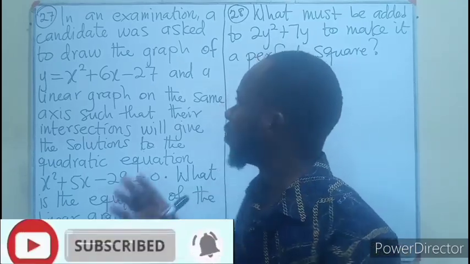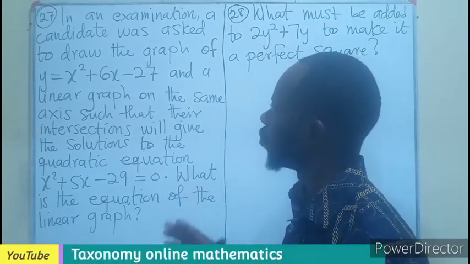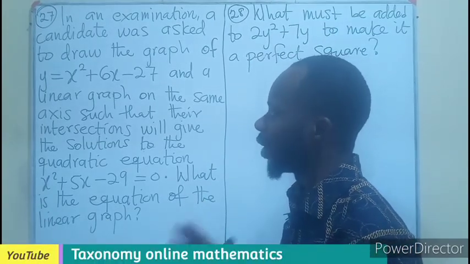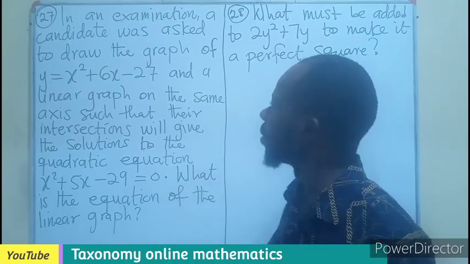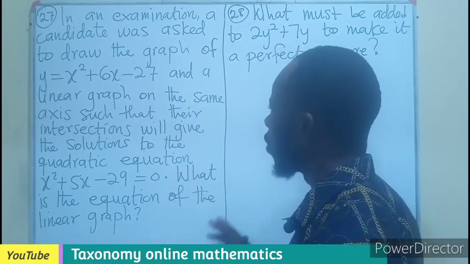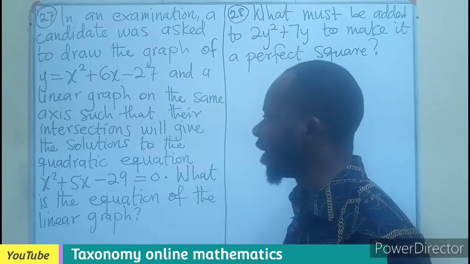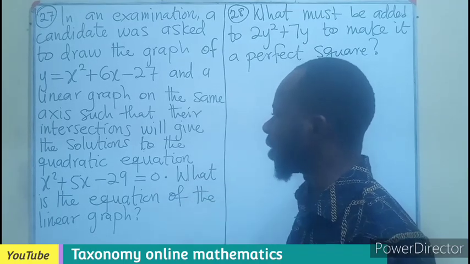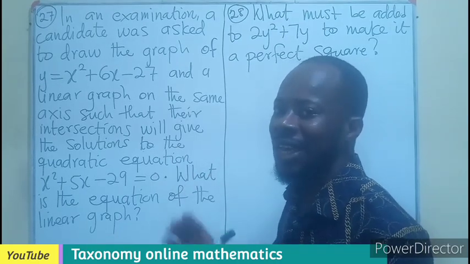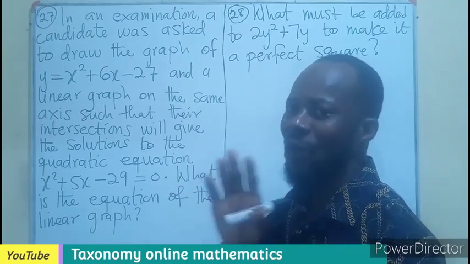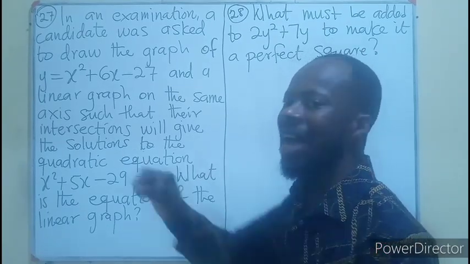Question number 27 of the NECO 2023 objective test question paper. In an examination, a candidate was asked to draw the graph of y equals x squared plus 6x minus 27, which is a quadratic graph, and a linear graph on the same axis, such that their intersections will give the solution to the quadratic equation x squared plus 5x minus 29 equals 0, which is another quadratic equation. What is the equation of the linear graph?